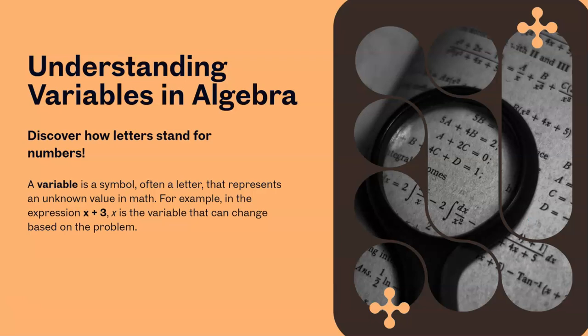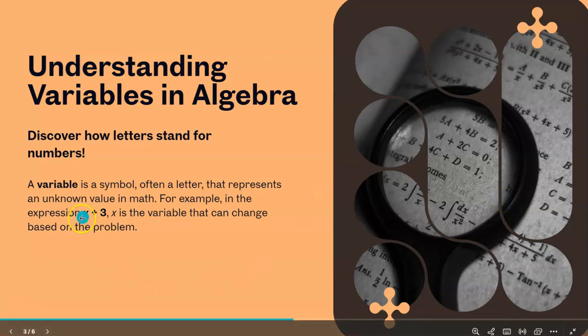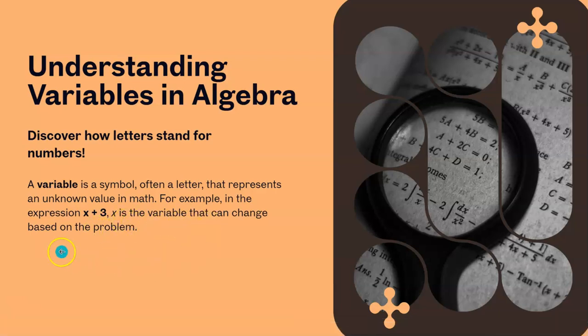A variable is a symbol, often a letter, that represents an unknown value in math. For example, in the expression x plus 3, x is the variable that can change based on the problem. For instance, if x plus 3 is equal to 5, then what number does x represent? We know that we need to add 2 to the number 3 to get 5, which means x represents the number 2.